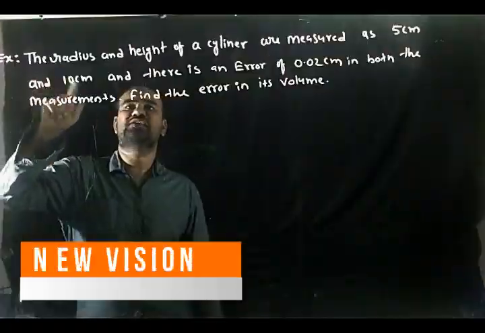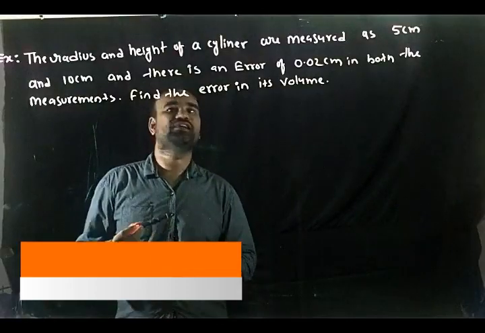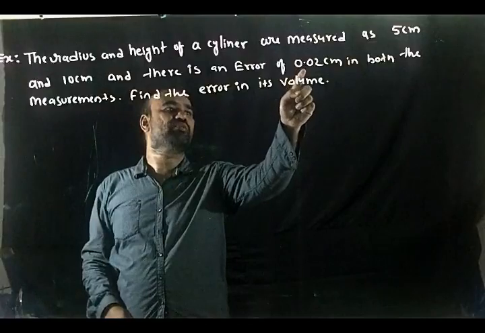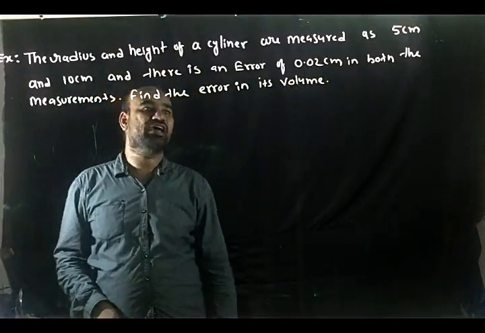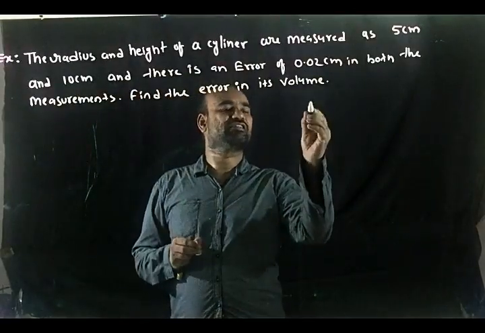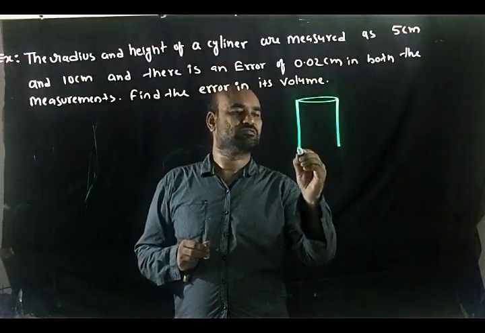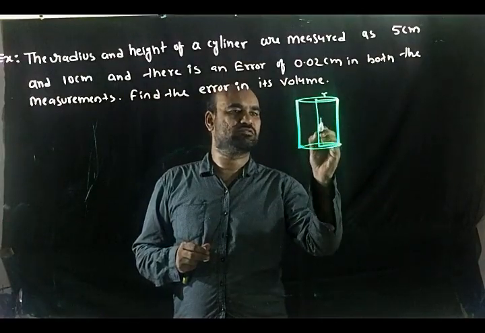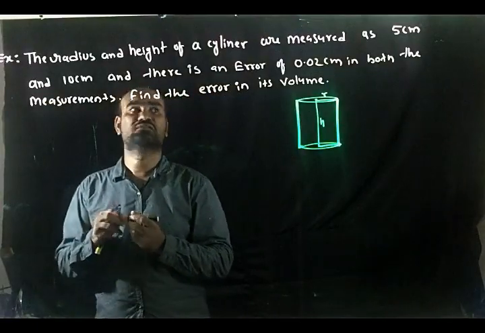Problem. The radius and height of a cylinder are measured as 5 centimeters and 10 centimeters, and there is an error of 0.02 centimeters in both the measurements. Find the error in its volume. So here a cylinder is given. This is the height, and the base radius is r.